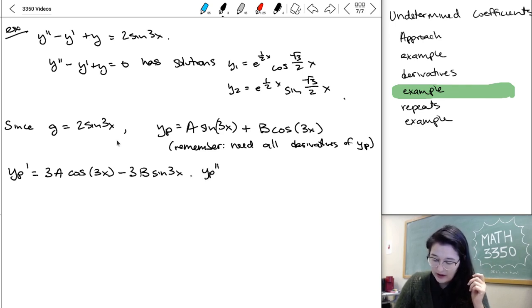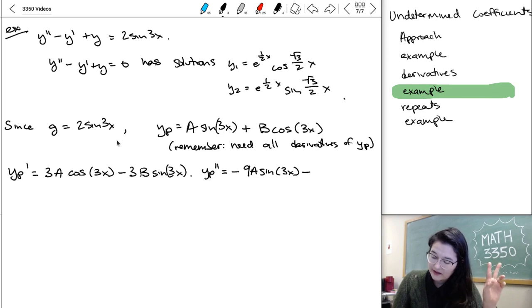And for y sub p double prime, I just take another derivative. So 3a cosine 3x, I get a negative out of switching cosine. I multiply by 3 again from what's inside. Then a, and cosine switches to sine. And taking the derivative of 3b sine 3x, which I forgot to put the parentheses around, sorry about that, the negative stays, 3 times 3 is 9, b, and then sine switches to cosine again.